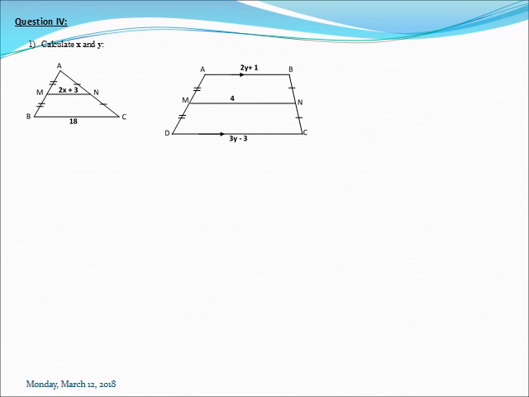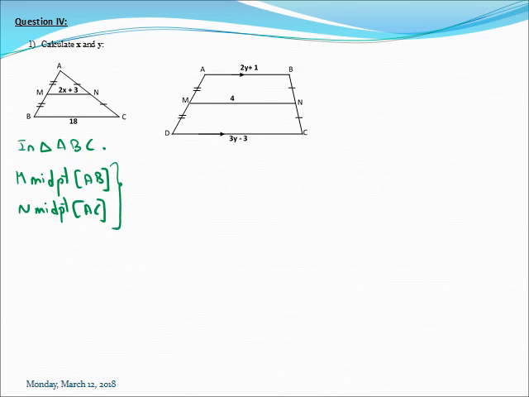Question 4. Calculate x and y. First, in triangle ABC, M is the midpoint of AB and N is the midpoint of AC, given. So MN equals BC over 2. Use the midpoint theorem.